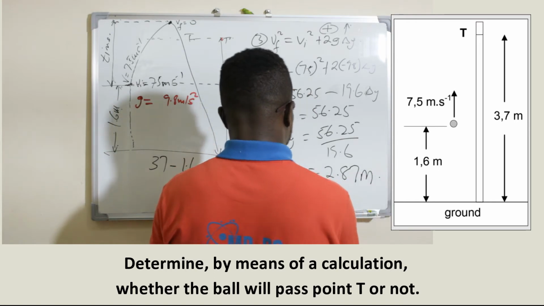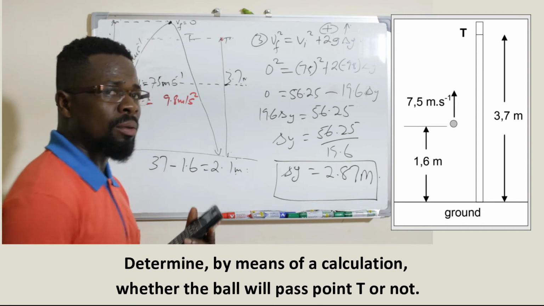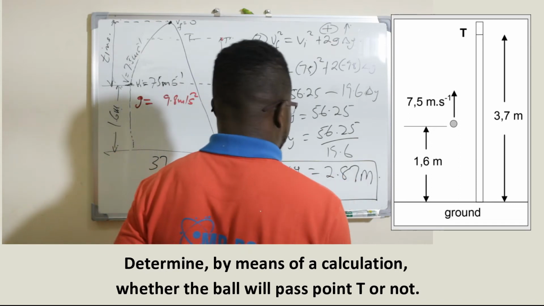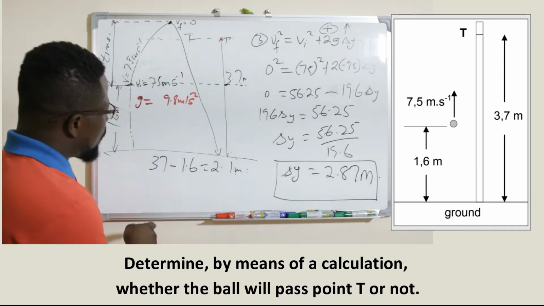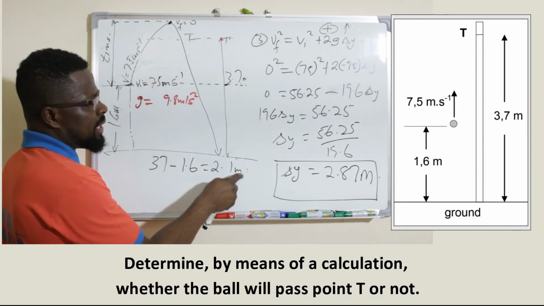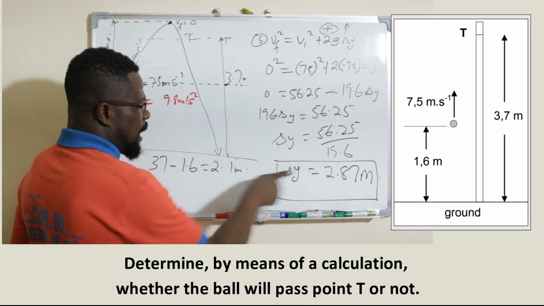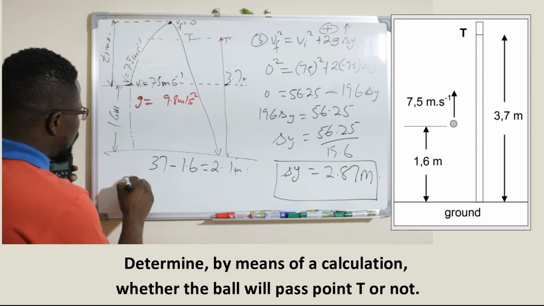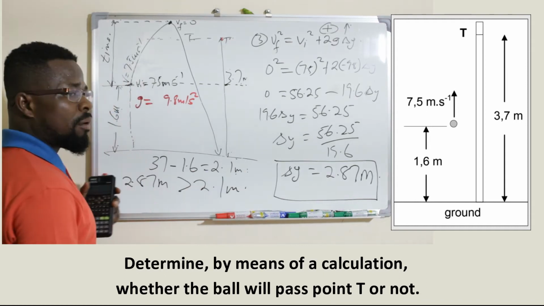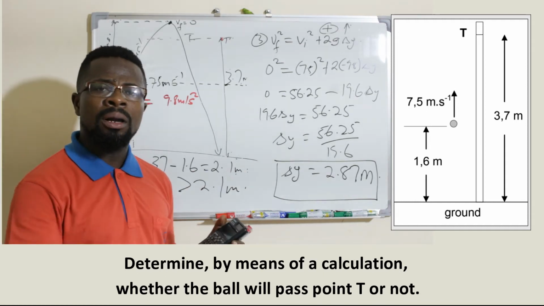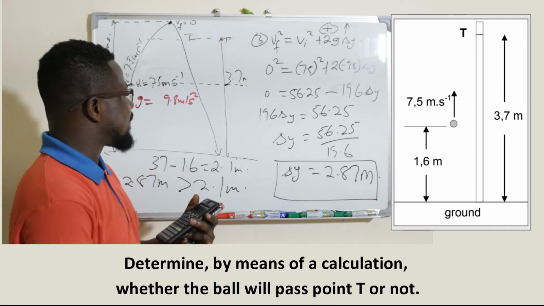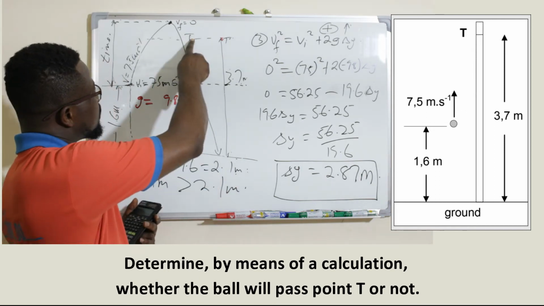This is displacement, therefore the unit should be what? Meters. And that is the answer to that particular problem. Now we have solved this. We are getting 2.87 meters. Compare 2.87 meters to the point where we said from here to here is 2.1 meters. If you look at this value and this value, we can see that 2.87 meters is greater than 2.1 meters. Therefore, we conclude that the ball passed the point T, which is here.